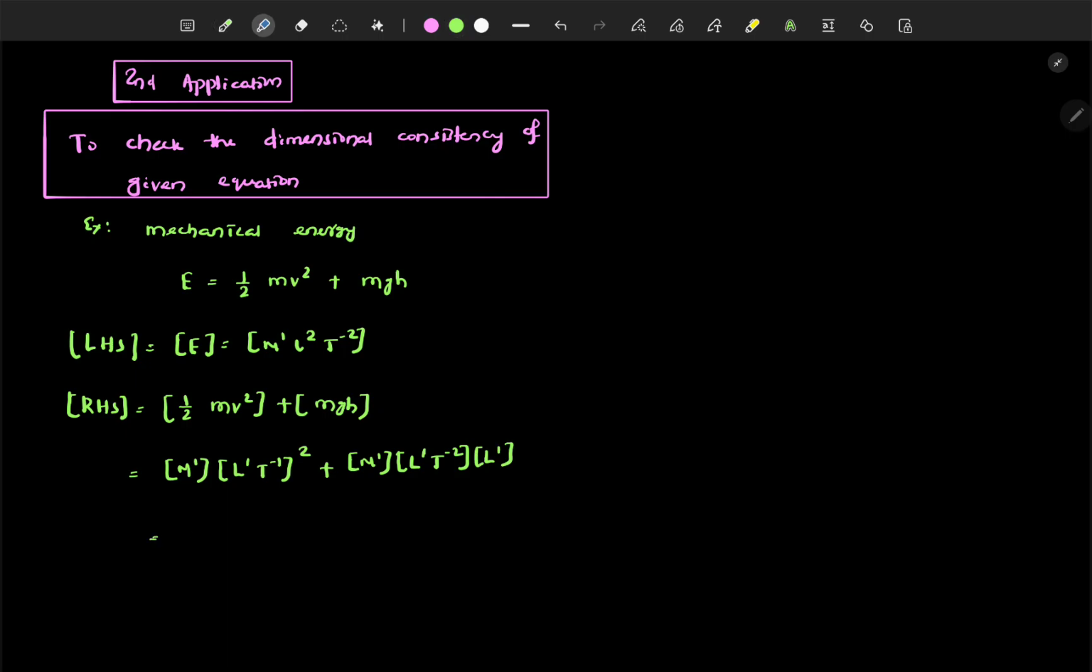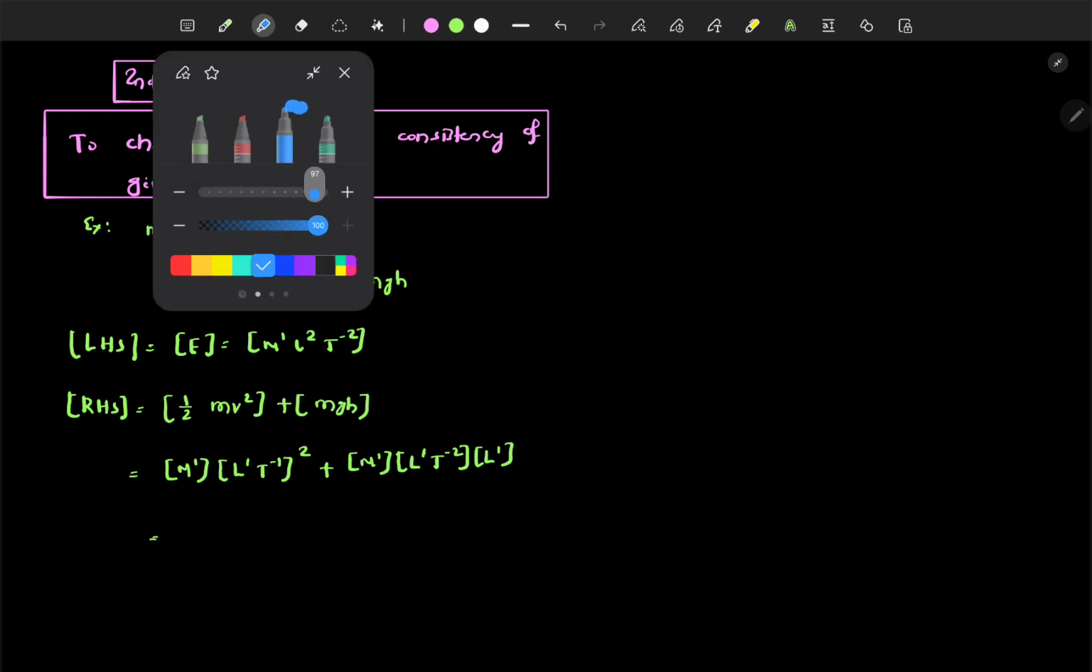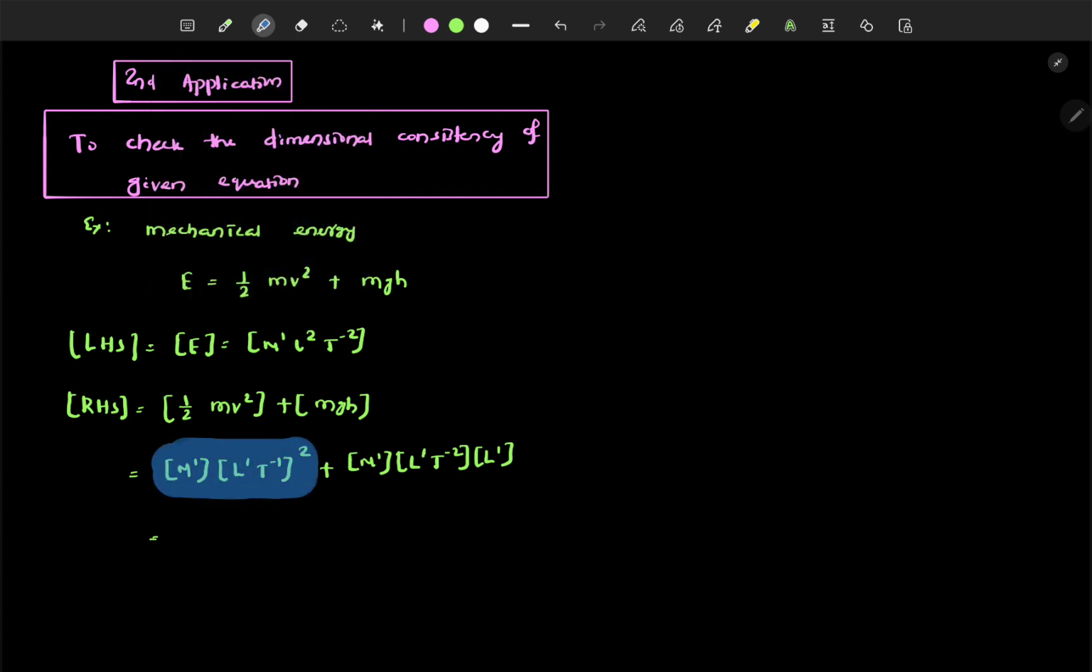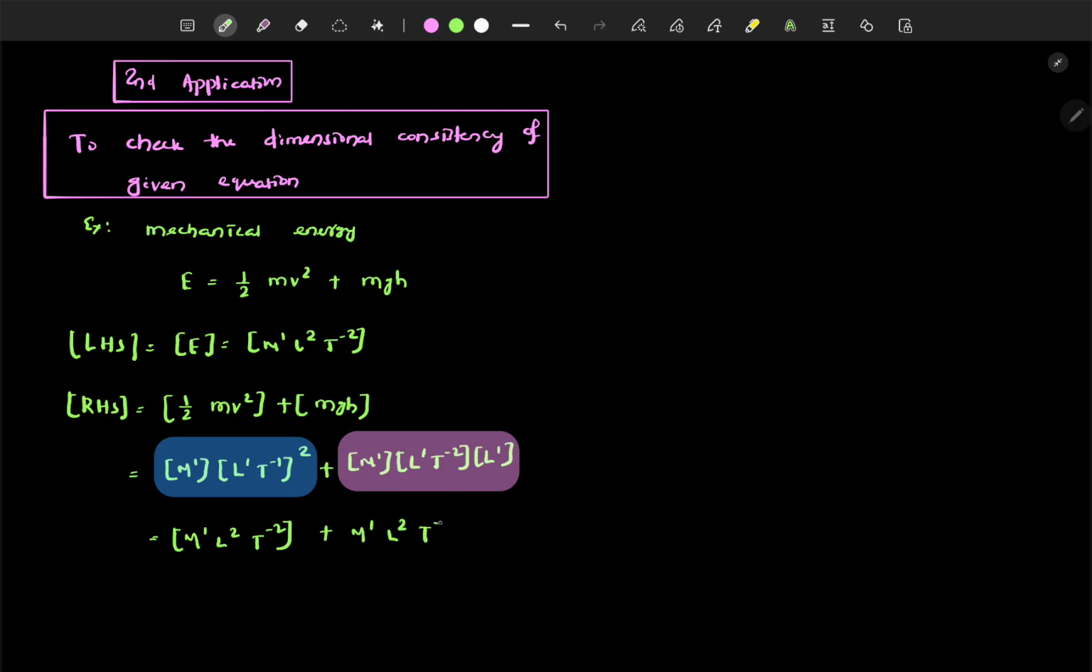So if we solve this shaded portion, this is equal to M¹ L² T⁻². Next, solve this pink shaded portion. This will be equal to plus M¹ L² T⁻². If we add the same dimensions, the answer remains the same, that is M¹ L² T⁻².